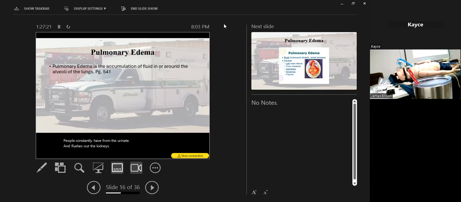So some of the things you might hear is crackles in the lung sounds. Crackles are kind of like... I'm going to go over the lung sounds real quick with you. So if you go back to page 531, the special considerations when auscultating the lungs.